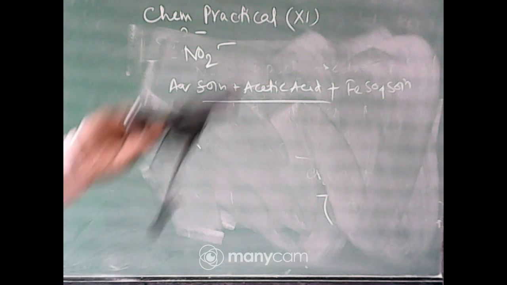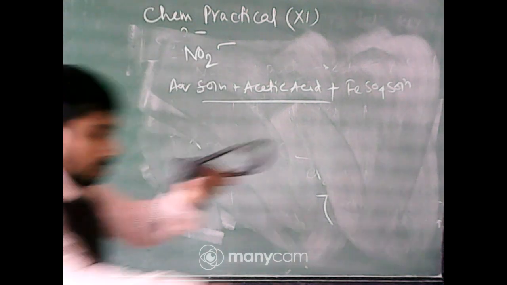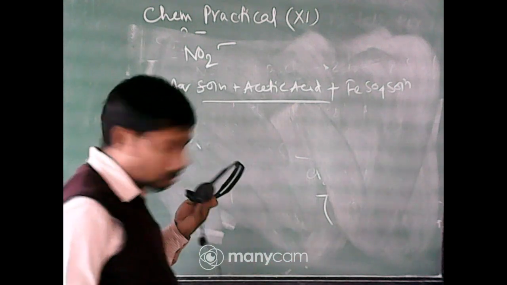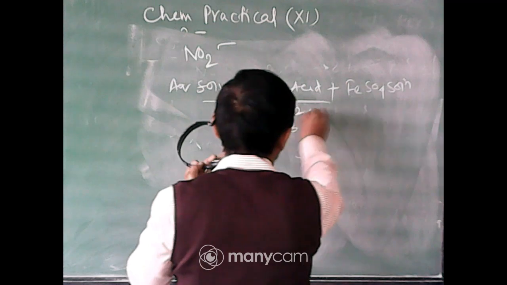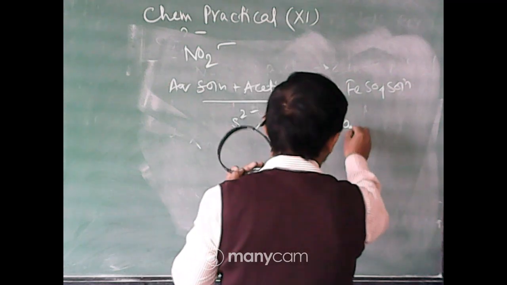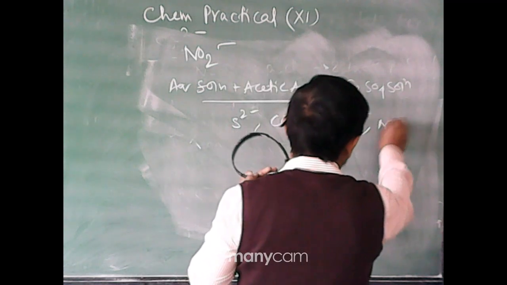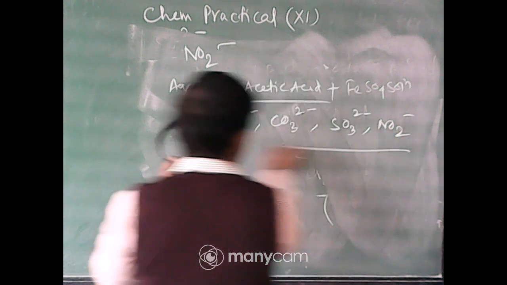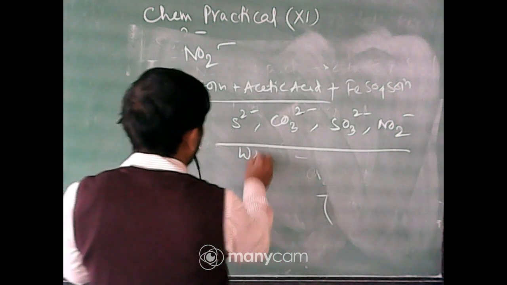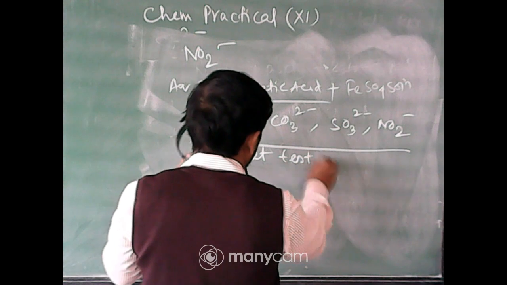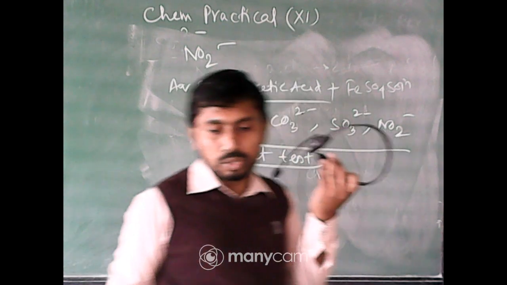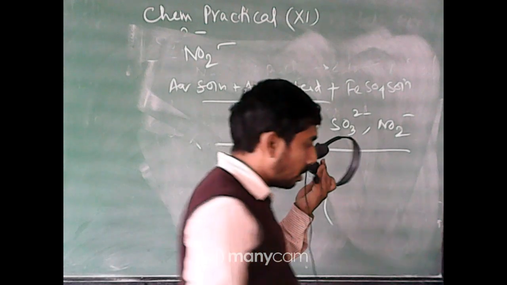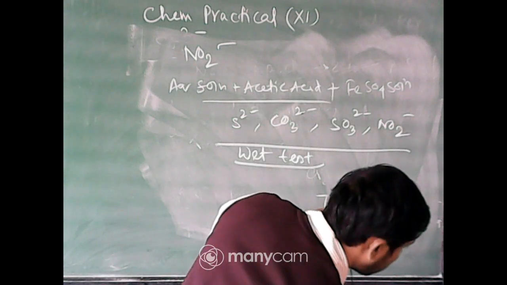So today the tests for sulphide, carbonate, sulphide, nitrite, these four anions with their wet tests. It is not a dry test. So these tests were performed today. Have you understood it?